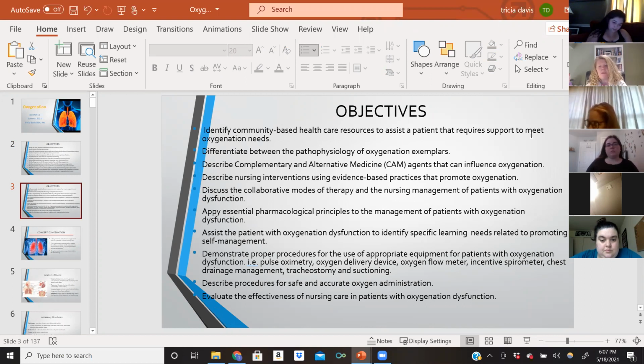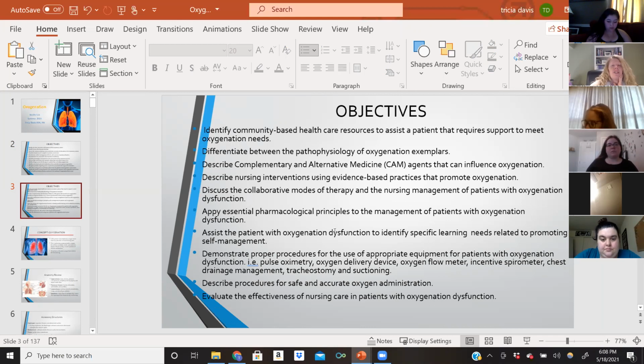Differentiate between the pathophysiology of oxygenation exemplars. Describe complementary and alternative medicine agents that can influence oxygenation. Describe nursing interventions using evidence-based practice that promote oxygenation. Discuss the collaborative modes of therapy and the nursing management of patients with oxygenation dysfunction. Apply essential pharmacological principles to the management of patients with oxygenation dysfunction.